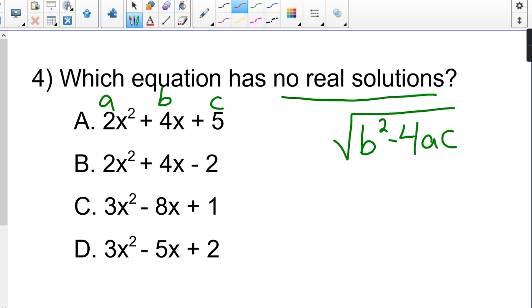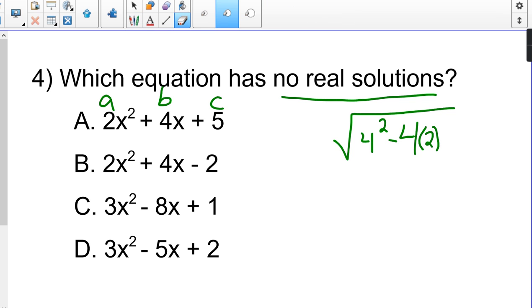So in this case, if we have to put in b squared, b would be 4. So I'm going to take away that b, and I'm going to put in 4. Instead of a, we want to put in 2. So I'm going to erase a, and I'm going to replace it with 2. And lastly, we have c. c is 5. So I'm going to take away c, and I'm going to put in 5. Okay, and now let's see what I get.